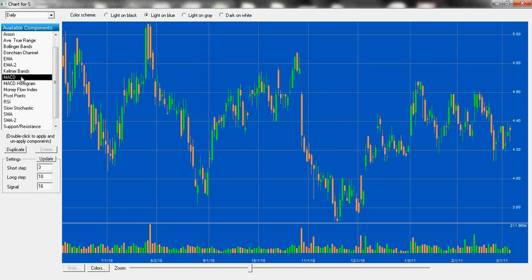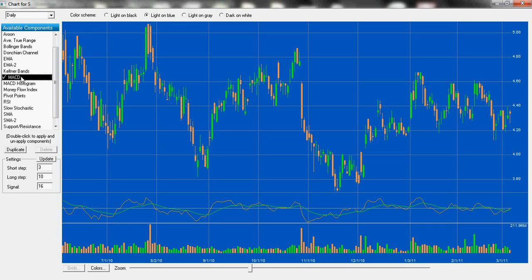Okay, the final component involving moving averages is MACD. MACD stands for Moving Average Convergence Divergence, which turns two trend-following indicators, moving averages, into a momentum oscillator by subtracting the longer moving average from the shorter moving average. As a result, MACD offers the best of both worlds in trend following and momentum.